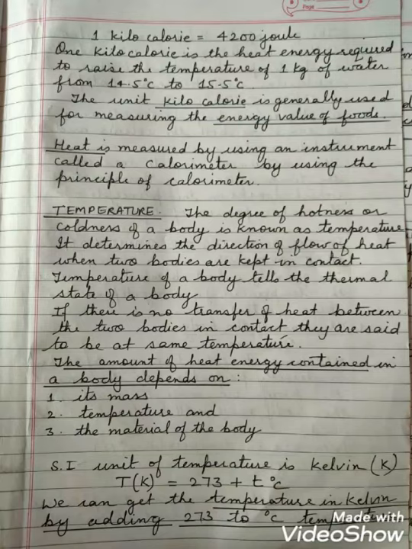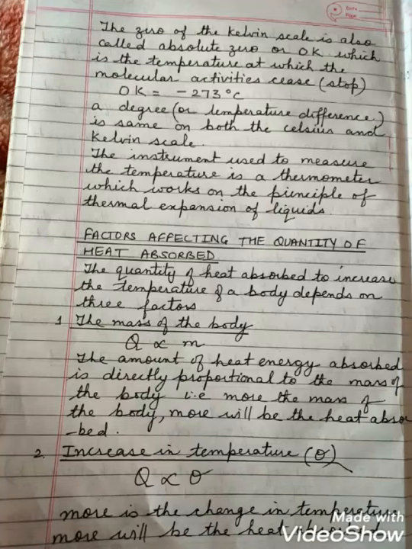We can get the temperature in Kelvin by adding 273 to the temperature in degrees Celsius. The zero of the Kelvin scale is also called absolute zero or 0 Kelvin, which is the temperature at which molecular activities stop. 0 Kelvin has a value of minus 273 degrees Celsius. A degree is the same on both the Celsius and the Kelvin scale. The instrument used to measure temperature is a thermometer, which works on the principle of thermal expansion of liquids.